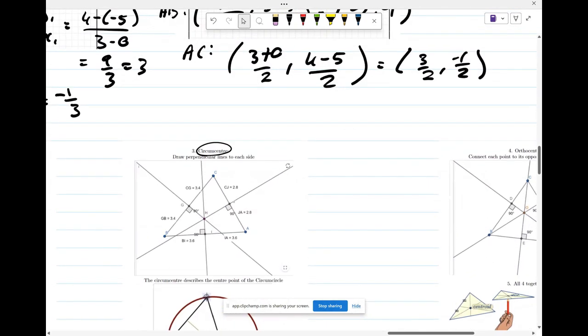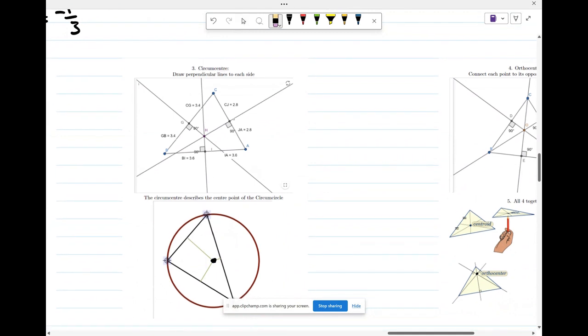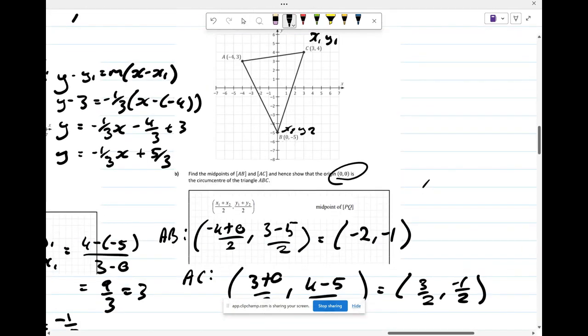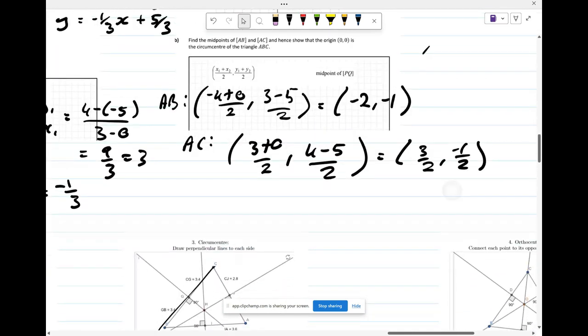And show that the origin (0, 0) is the circumcenter of the triangle ABC. Okay, so how do we find the circumcenter? Well, what we do is we take a line perpendicular, at 90 degrees, through the midpoint. So we found the midpoints of AB and AC. Now we just need to put lines through them at 90 degrees. Where they intersect is going to be hopefully the origin, because that's what they want us to show.